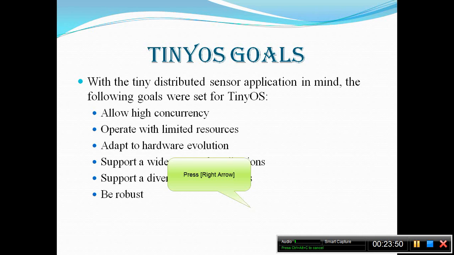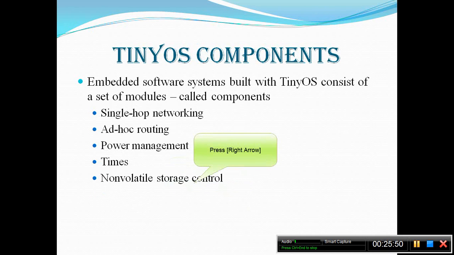And next goal is be robust. Once deployed, a sensor network must run unattended for months or years. Ideally, there should be redundancy both within a single system and across the network of sensors. However, both types of redundancy require additional resources. One software characteristic that can improve robustness is to use highly modular standardized software components. So, the components of TinyOS.